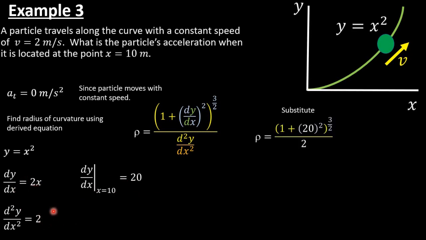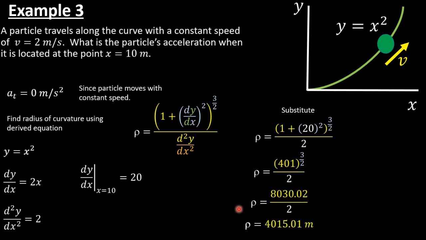And then what I want to do now is substitute dy dx, which is 20 at x equals 10 meters, into here, to get that. And then substitute our second derivative down here, which is just going to be 2. Put that into my calculator, and I get rho equals 4015.01 meters. So that is our radius of curvature at x equals 10 meters.